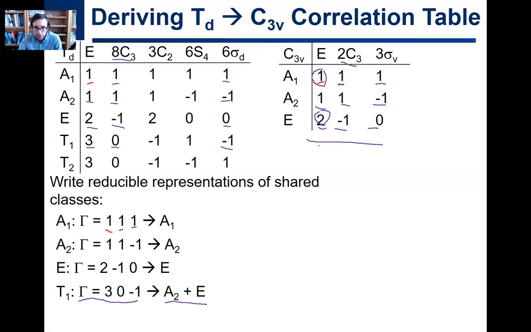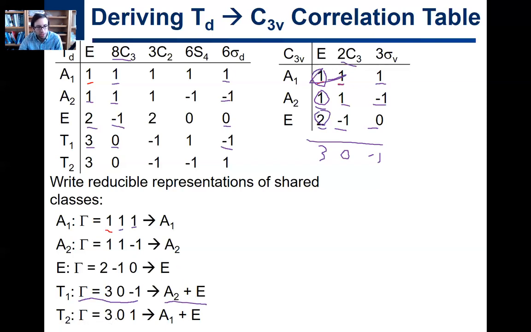right? 1 plus 2, that's going to get you 3. 1 plus -1, that's going to get you 0. -1 plus 0, that's going to get you -1. I used the wrong one here. A2 plus E. 1 plus 2 is 3. 1 plus -1 is 0. And -1 plus 0 is -1. Okay? So what that means is T1 and TD translates into A2 plus E in C3V.